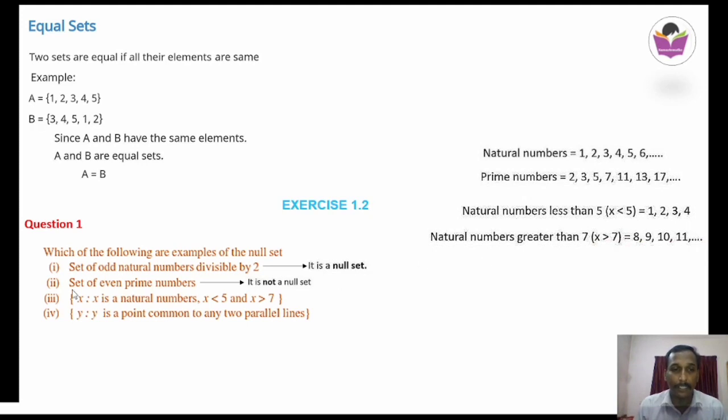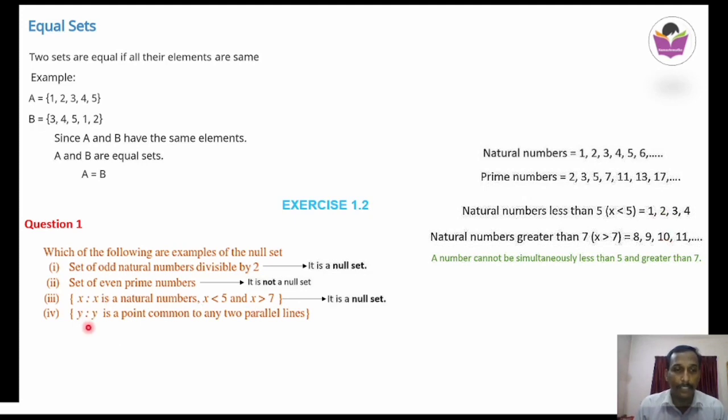Here you have to choose one number, that is x. It should be less than 5 as well as greater than 7. Both these conditions should be satisfied. It is not possible. A number cannot be simultaneously less than 5 and greater than 7. These are two separate conditions with separate numbers. One single number cannot follow these two properties. So because of that, there will be no element in this set. So it is a null set.